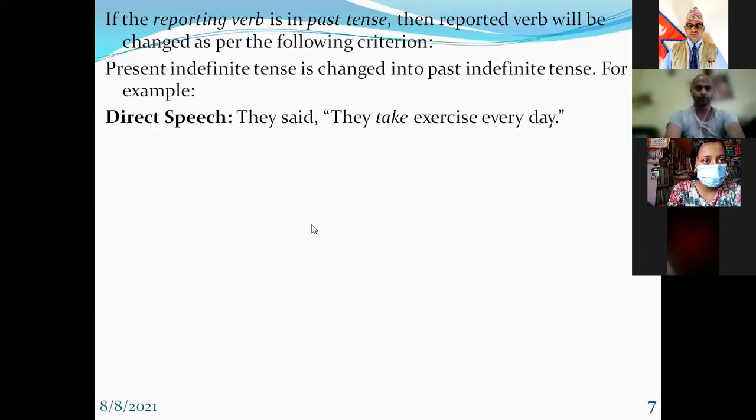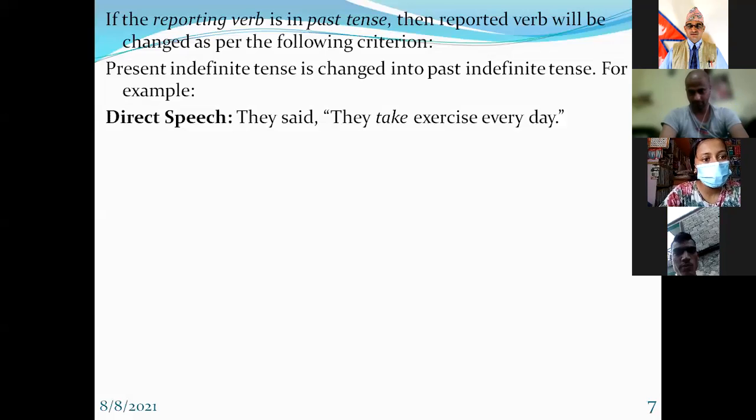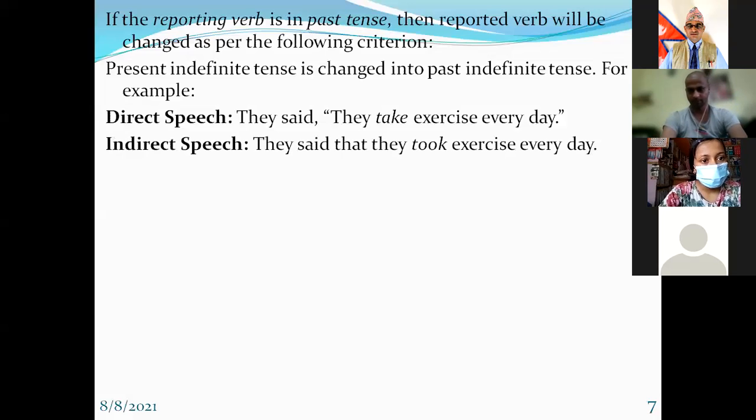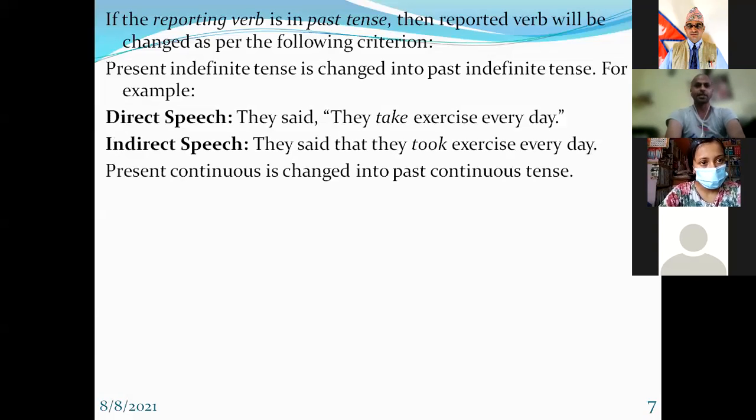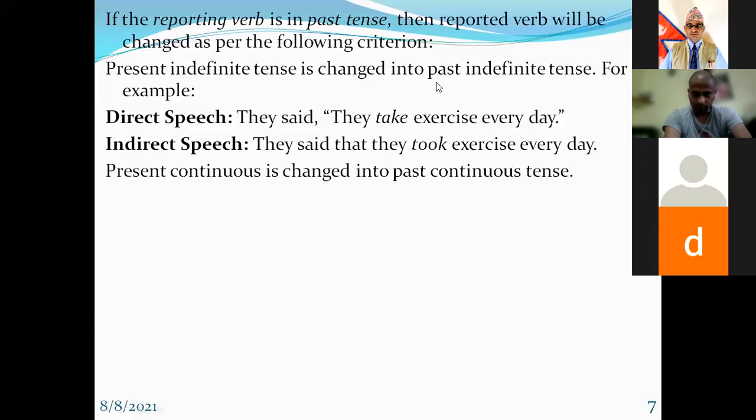Let's go. So, sentence: She said that they said that they took exercise every day. That they took exercise every day. Next one. Present continuous tense is changed into past continuous tense.